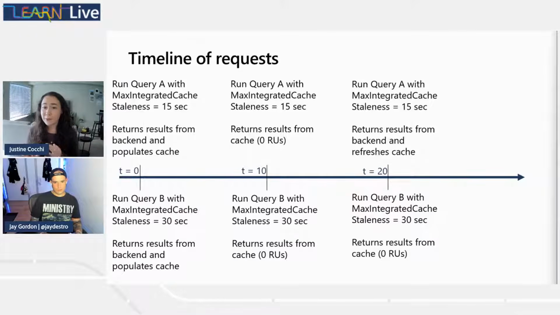But at the same time, we also ran query B. Query B has 30 seconds. So this is a longer cache staleness. This means that query B is able to return the results from the cache again. So we got 0 RUs again.